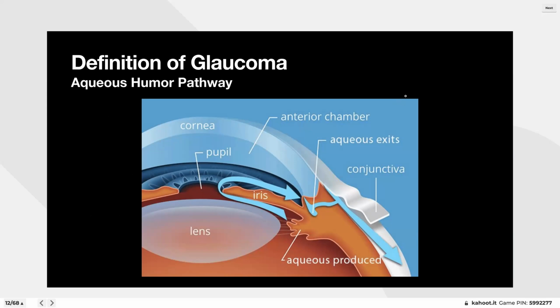So we'll start kind of at the bottom where you'll see there's aqueous humor that's produced. And Cody, is my cursor showing on the front there? I don't know. Okay, great.